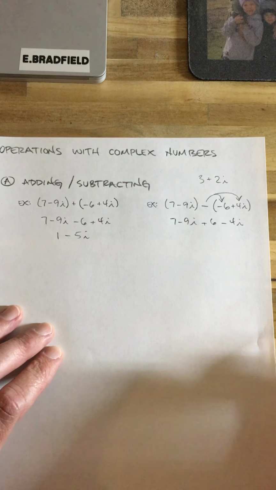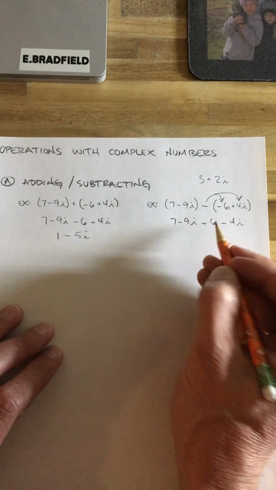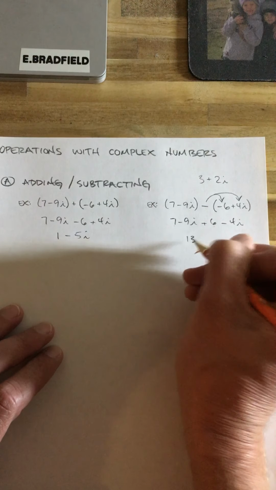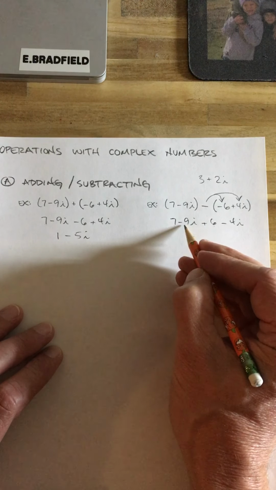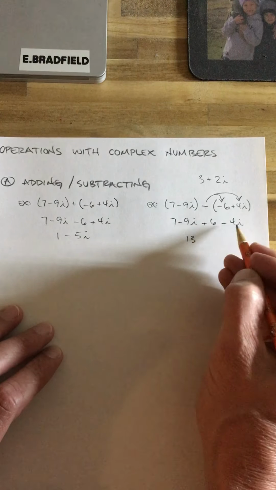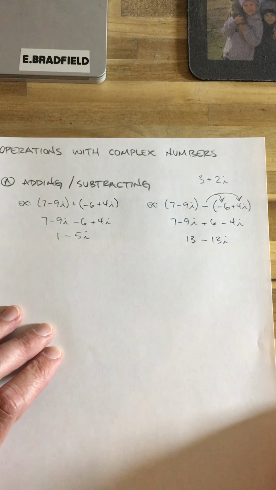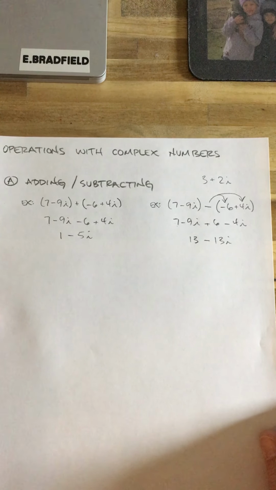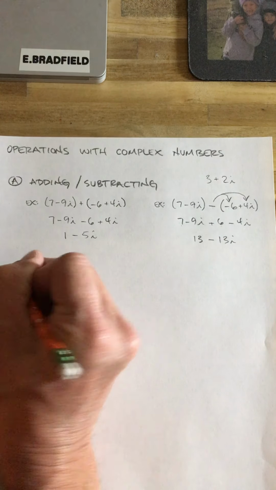All right, now combine like terms. We have a 7 and a 6. 7 plus 6 is 13. And here we have negative 9, and here we have negative 4 of the imaginary terms. So altogether we have negative 13 of the imaginary terms. And that's how you're going to add or subtract. All right, let's try multiplying.